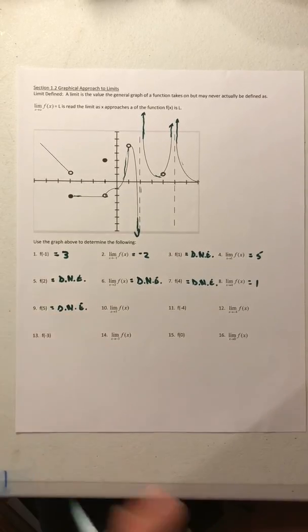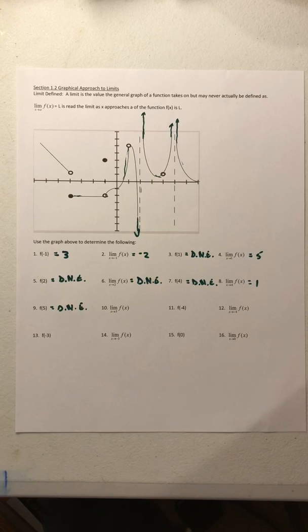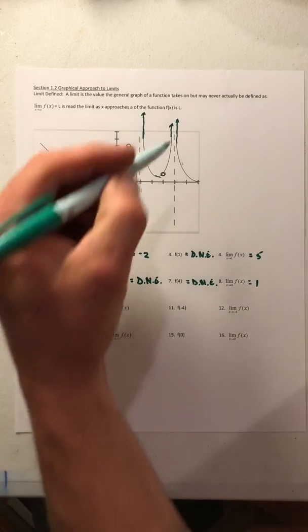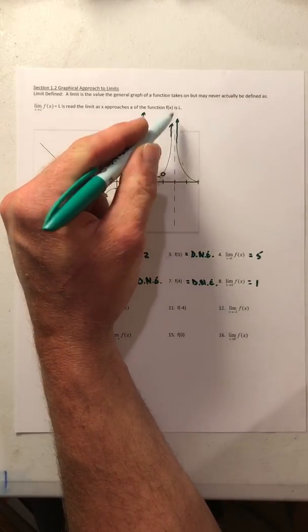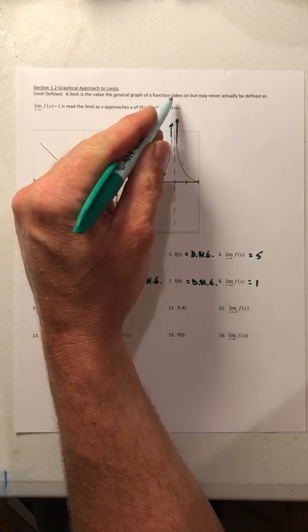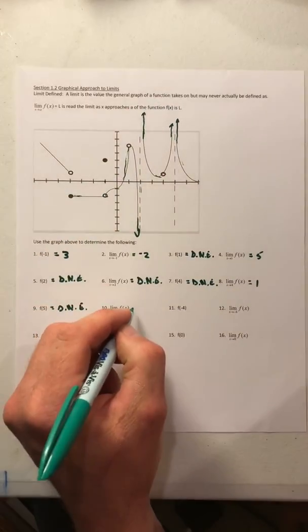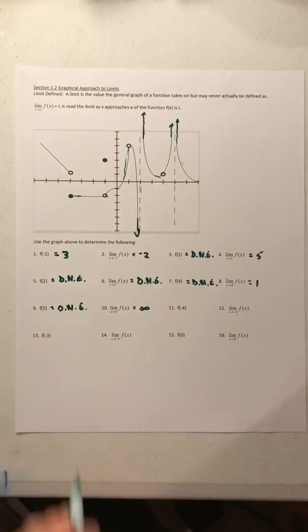And again, it doesn't matter if we use the word does not exist or undefined. They're interchangeable for us in this case. And the limit as x approaches 5. So if I look at these two branches, I see that they're coming to the same value. They're both coming to infinity.